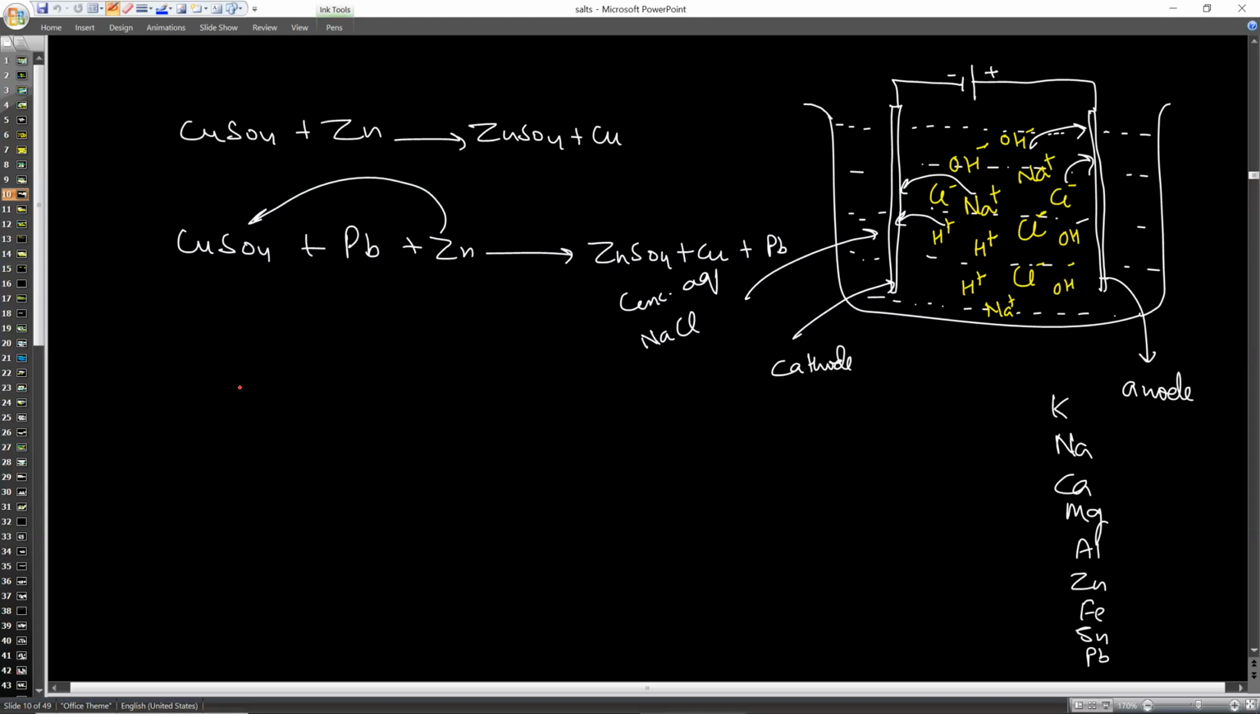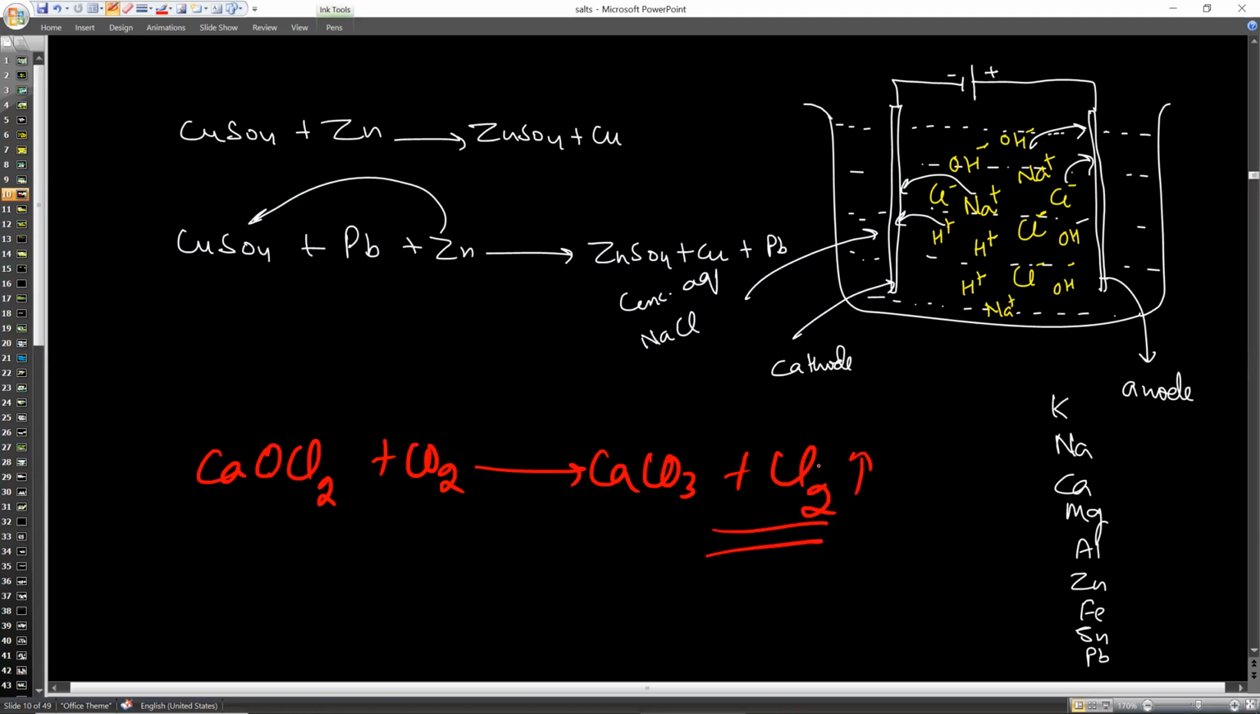Like chlorine is there, so... yeah, chlorine, what will happen? Bleaching powder is CaOCl2. Then it will react with the atmospheric carbon dioxide and will form CaCO3, and chlorine gas will be eliminated out. So the strongest smell of chlorine, the chlorine will be eliminated out.